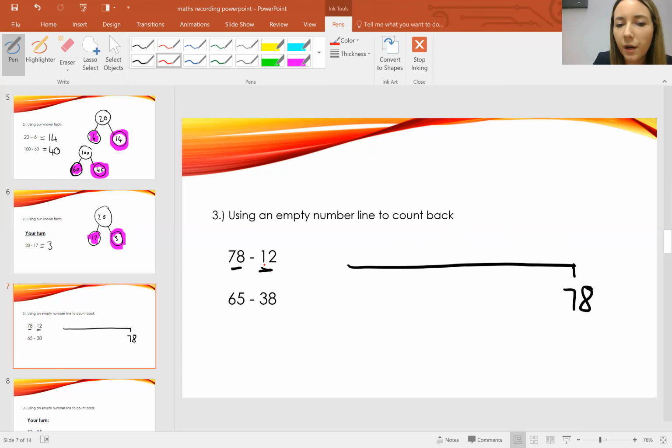So first of all, I'm going to jump back 10. And if I jump back 10, I'm taking away 10 from 78, which gives me 68. And then I need to jump back 2 because I've still got 2 to take away. So 68 take away 2 is 66. So the answer is 66.